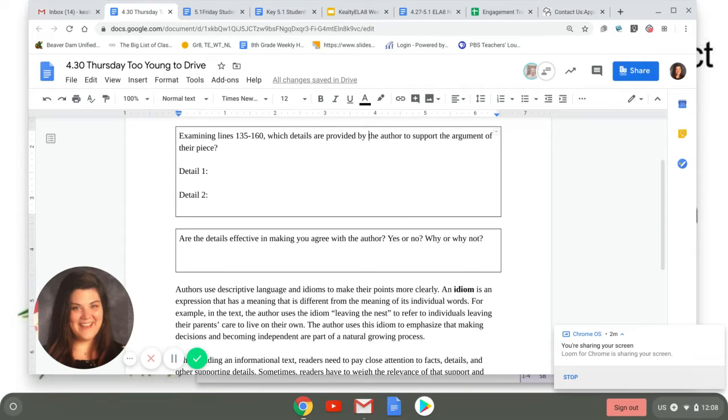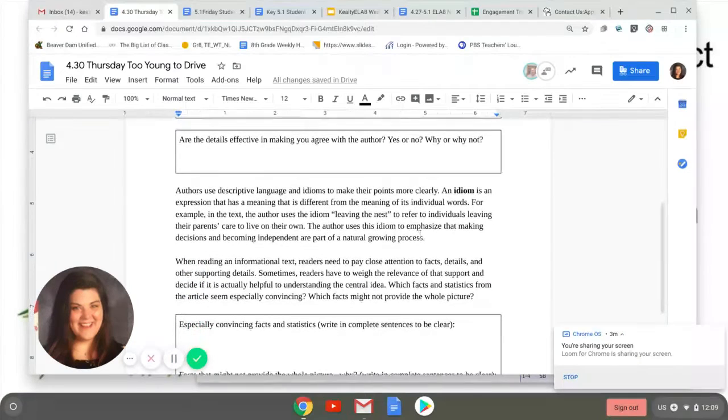So you need to say, right, these details do make me agree with the author on this issue because of such and such. Or these details don't actually influence me to agree with the author because of such and such. Maybe you could say something along the lines of, I disagree with the author because detail 1 doesn't seem to be from a credible source. That could be something that you write in this box here.